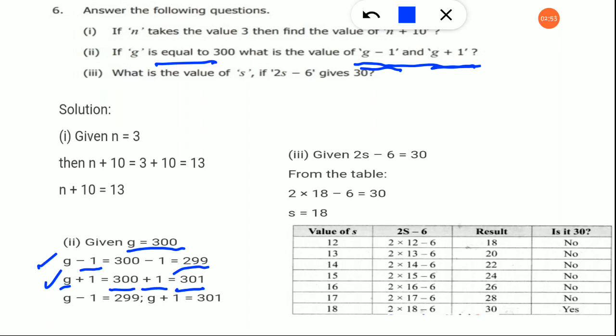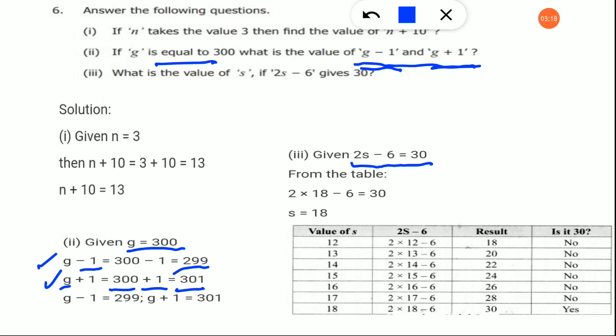What is the value of s if 2s gives 30? Okay, no need to draw this box and all and write. I'll just tell you a simple way. They have given you the expression 2s minus 6 is equal to 30. Gives 30 means is equal to 30. You are going to directly simplify and write.